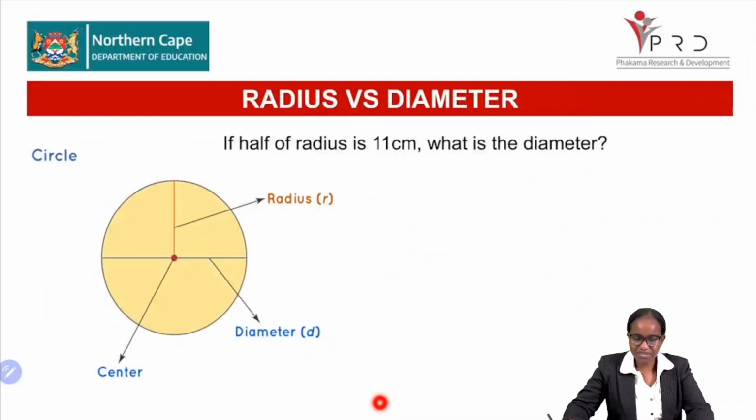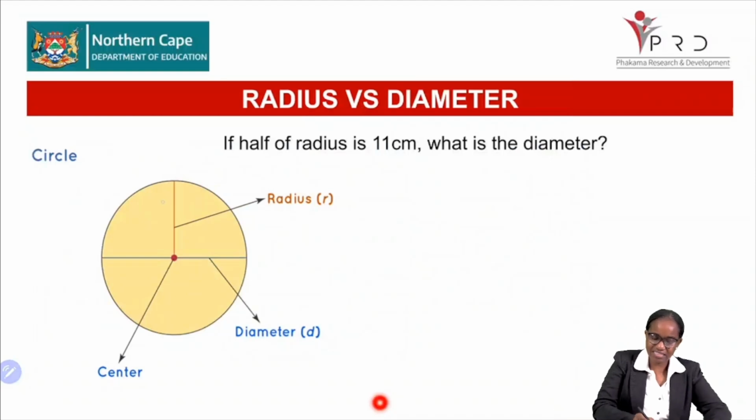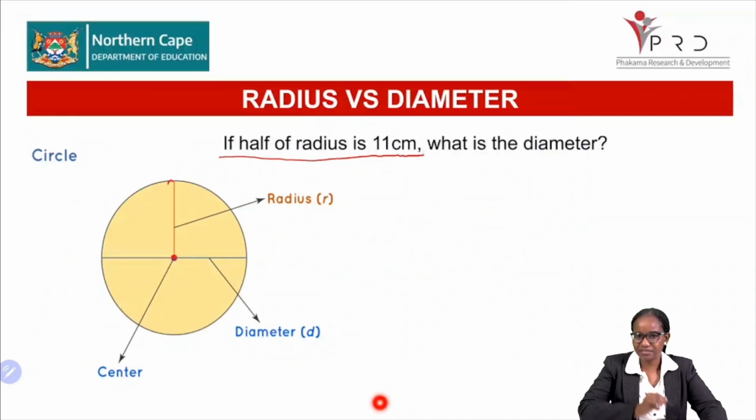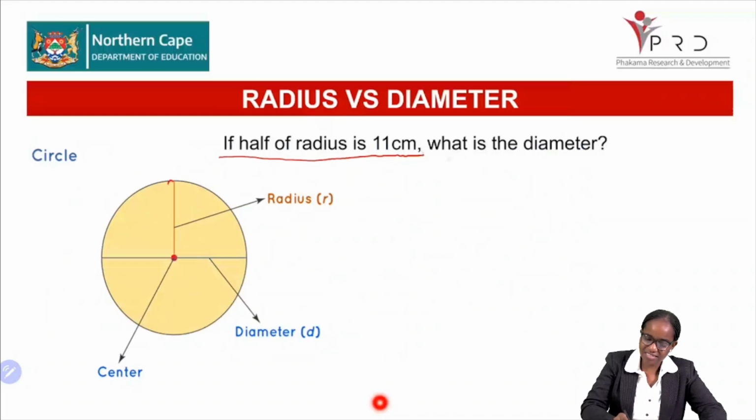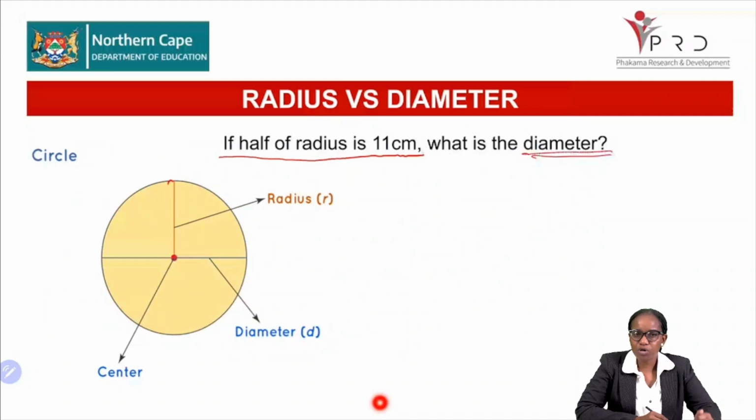Right, let's attempt this question. Now that we know that the radius gives us half the diameter, can we attempt this? If half of the radius, not the radius, half of it, is 11 centimeters, what is the diameter? How are we going to attempt that, class?